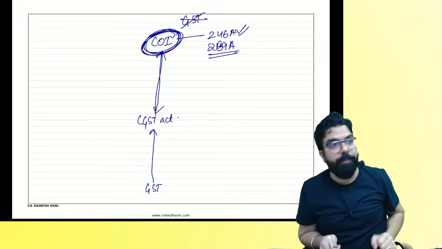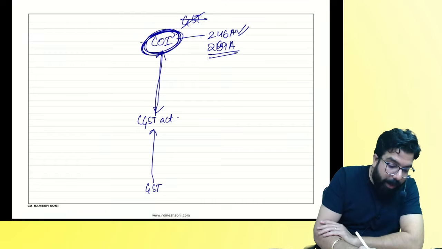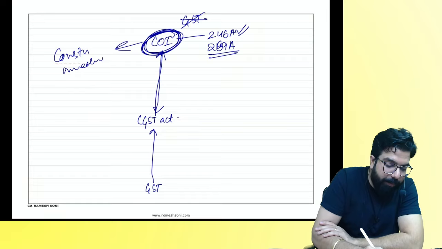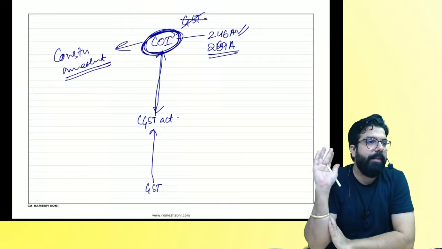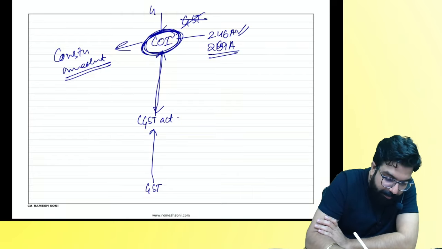Did you write that time? So what to do now? Now they have to first amend the constitution. Amendment has to be done. Are we clear, everyone? Are you able to understand? First they will amend the constitution and put the thought of what?